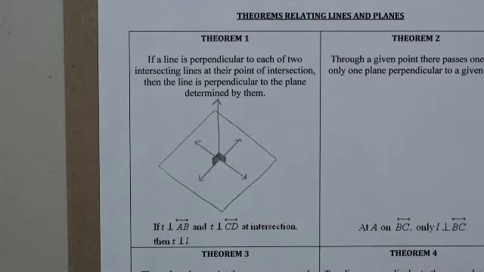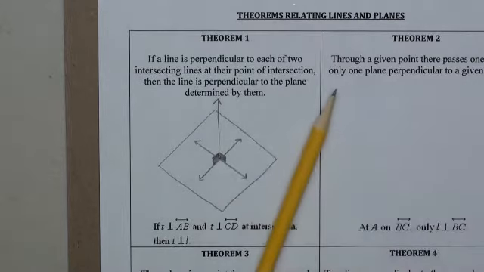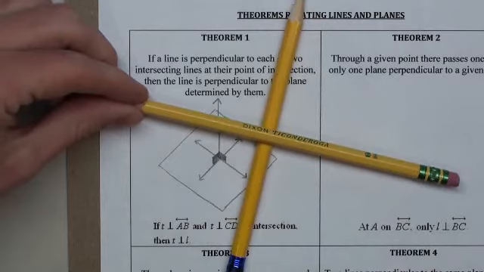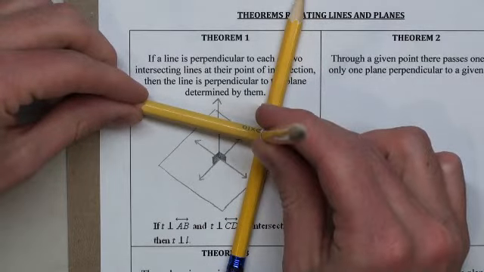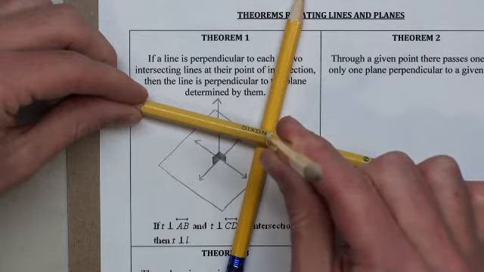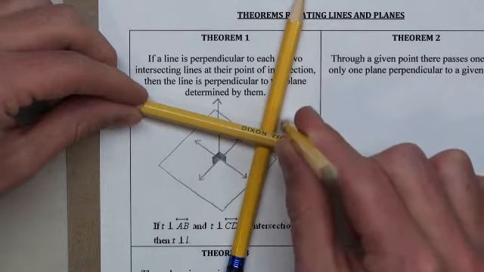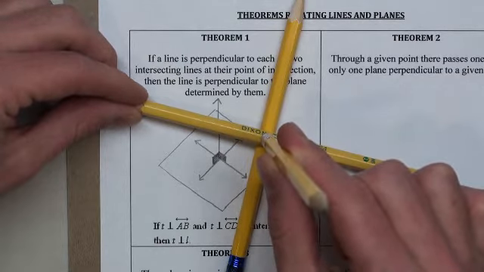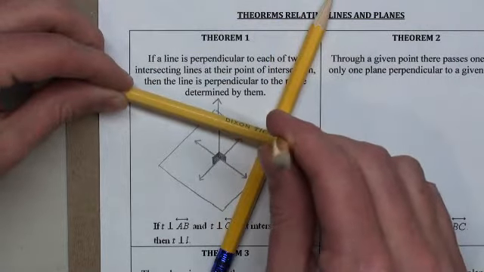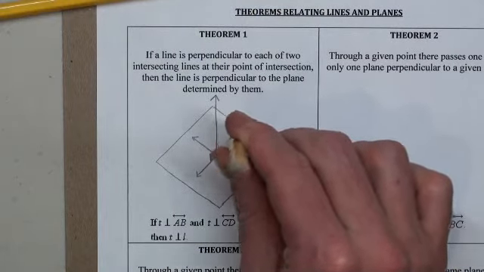Now, what this theorem says is, if this line is perpendicular to both of these two lines, what we have essentially is two lines on the ground, and then we have a line coming straight up at 90 degrees to both of those lines. Well, this line that's coming straight up is not only 90 degrees to these two lines, but it's also 90 degrees to the plane that those two lines determine. So it means that not only does it come straight up from those two lines, but it also comes straight up from the piece of paper that's underneath those two lines.